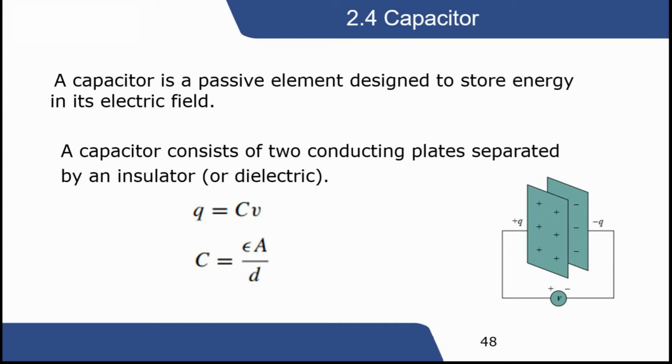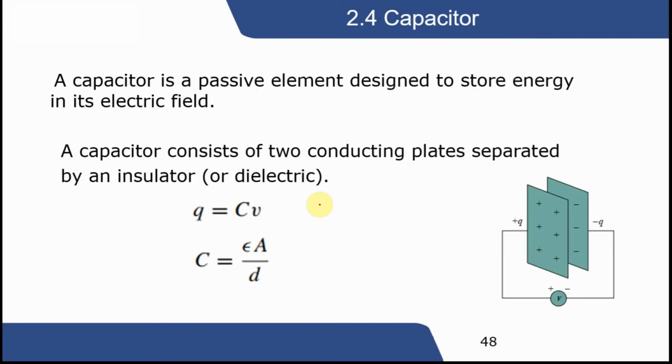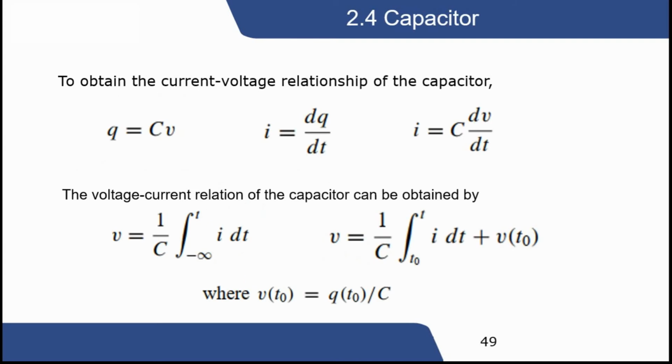If we use air, we use epsilon naught. If we have some other material than air, we have epsilon naught times epsilon R. So if we have air, this is epsilon naught. If we have another material, we have epsilon R. So we can say that Q is equal to CV.